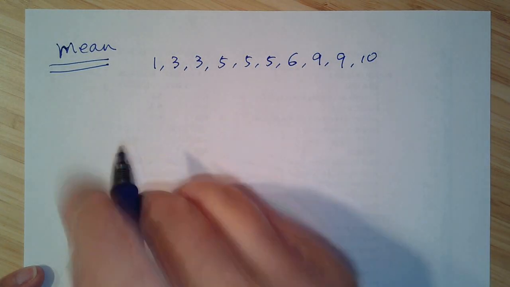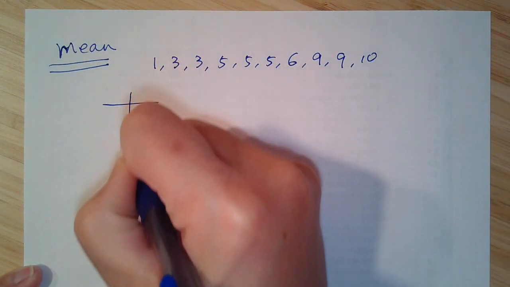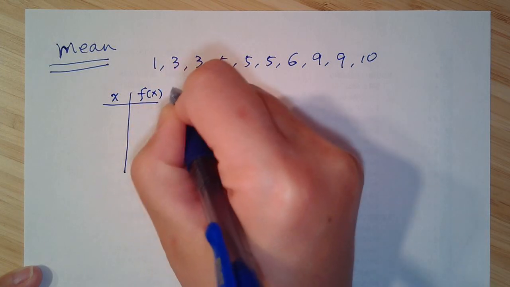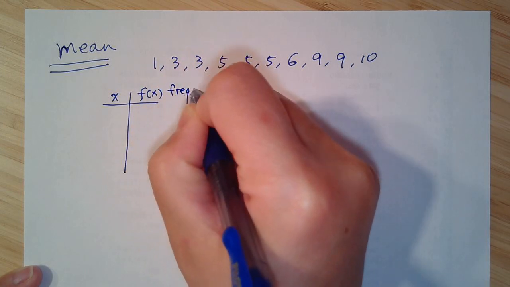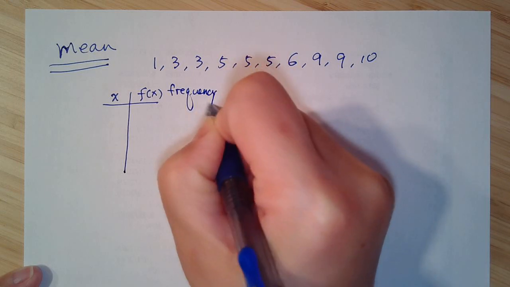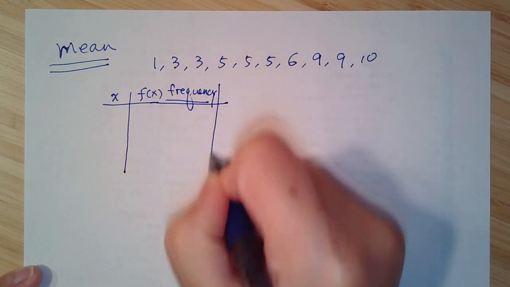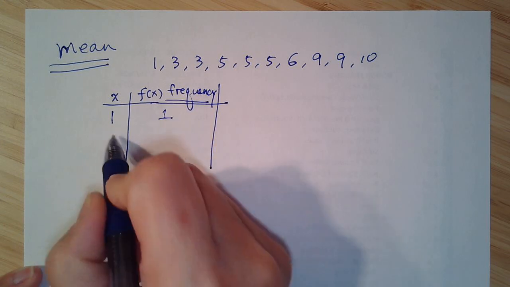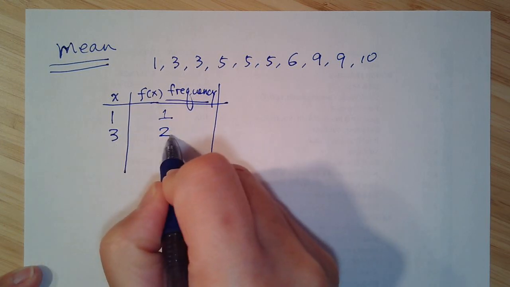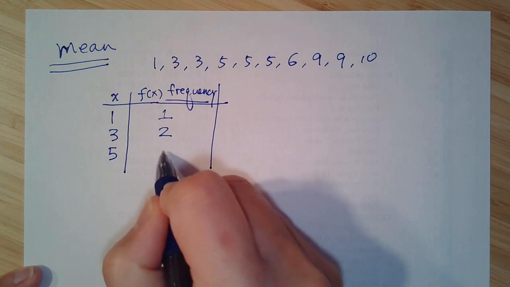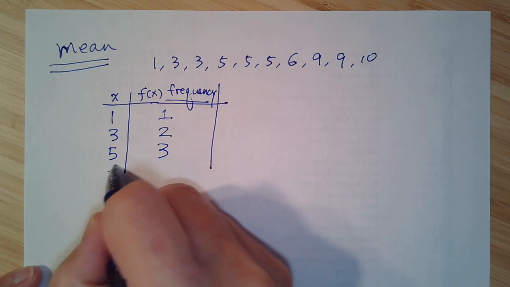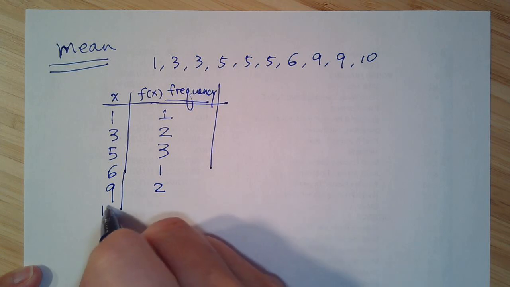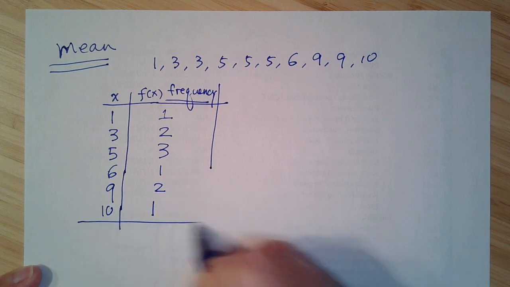And sometimes you already construct a frequency table. This is x. This is f of x, or frequency. In this case, I have a 1, which occurred just once. I have a 3 twice. I have a 5 3 times. I have a 6 but just 1. And I have a 9 twice. And I have a 10 once.